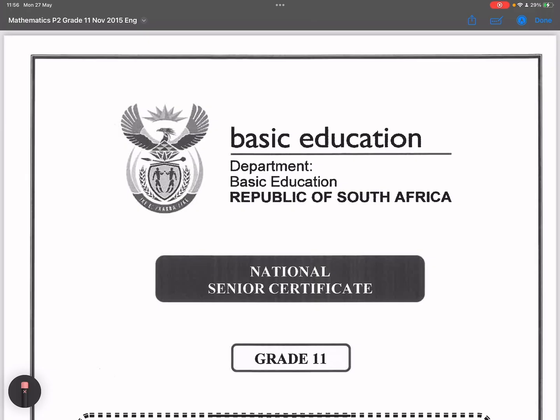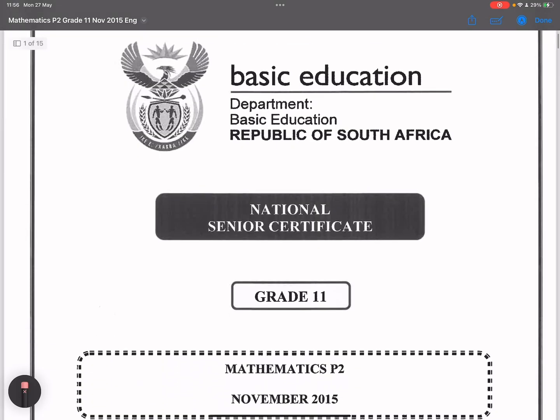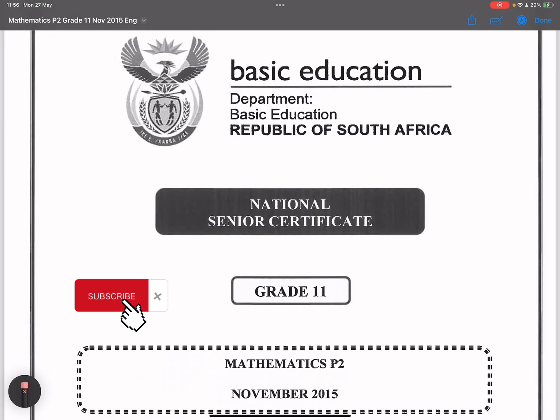All right, so today we are going to be looking at the mathematics paper 2 from 2015. I heard someone say that we shouldn't look at old question papers, but remember, maths is maths. At the end of the day, all the other sections that are here are still relevant in our syllabus at the moment. So let's dive into it. I hope that you enjoy it.